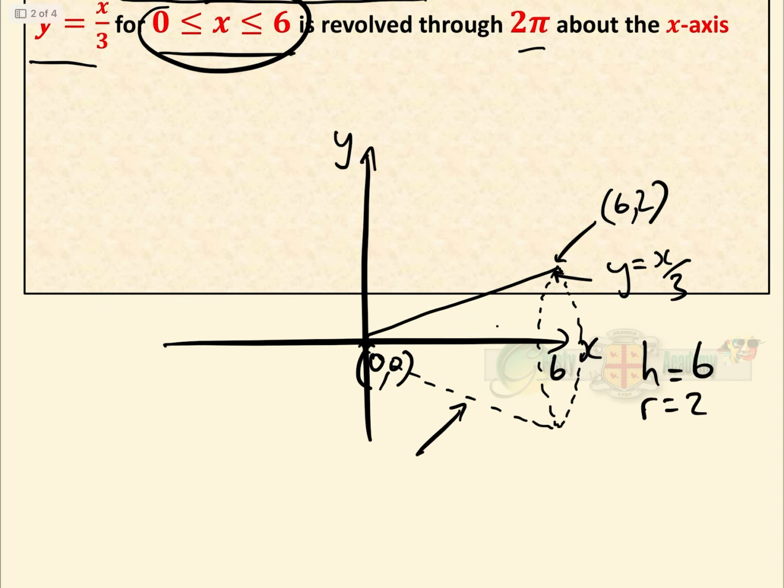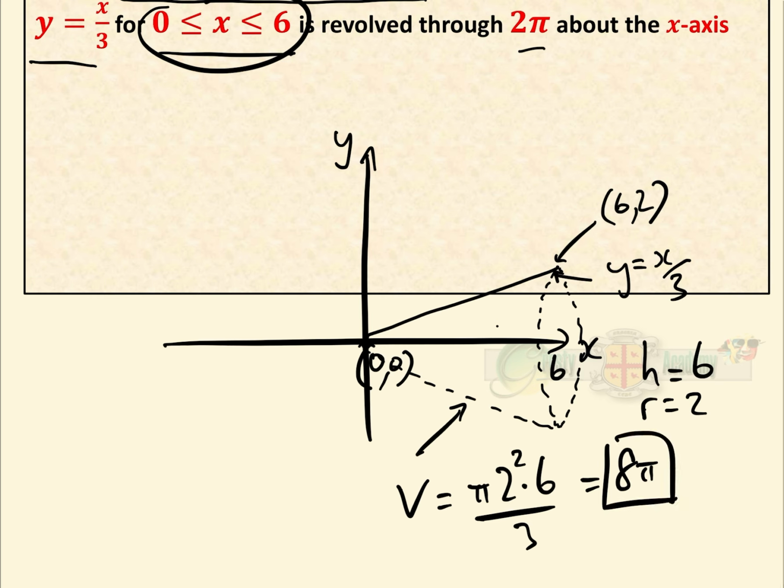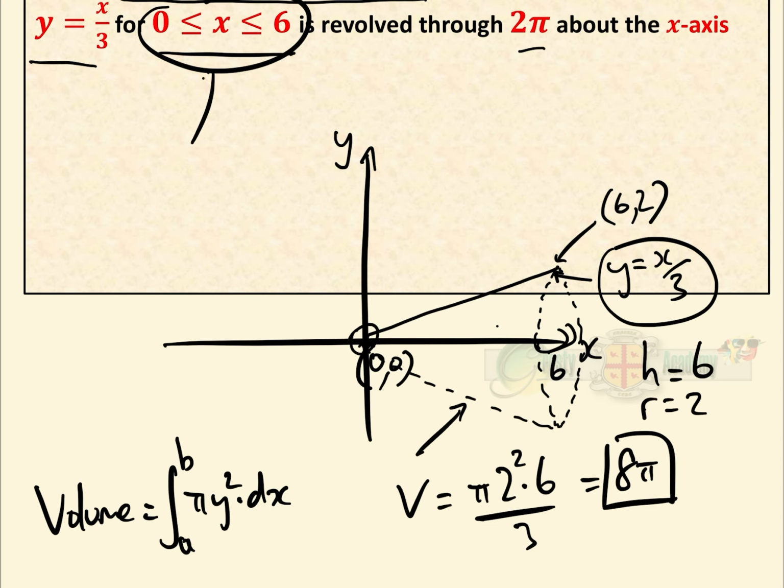Using the formula for the volume of a cone that we did just a minute ago, the volume of this cone is pi times 2 squared times 6 over 3, which equals 8 pi. So we know our answer is going to be 8 pi, but let's use our volume of revolution formula. The volume is equal to the integral between a and b of pi y squared dx. We know that y is equal to x over 3, and a and b go from 0 to 6 because the question tells us that.